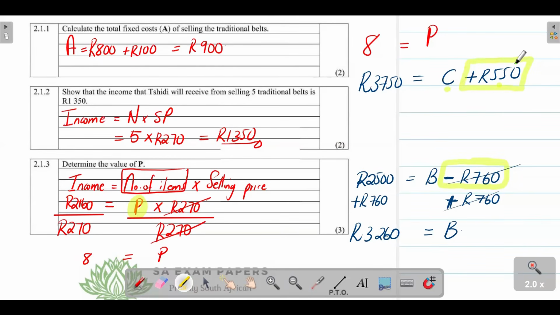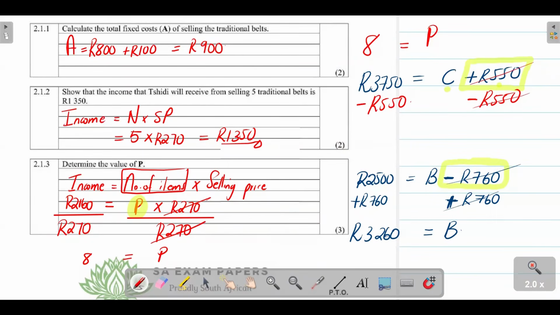Okay, so if I want to get rid of the 550 rands, what do I need to do? I need to do the inverse of addition, which is subtraction. So I'm going to minus 550 to cancel it out on the right. And what I do on the right, I need to do on the left. I'm going to also minus 550 on the left. Then you'll see plus 550 minus 550.